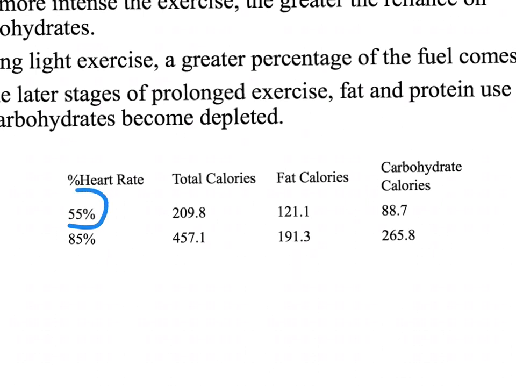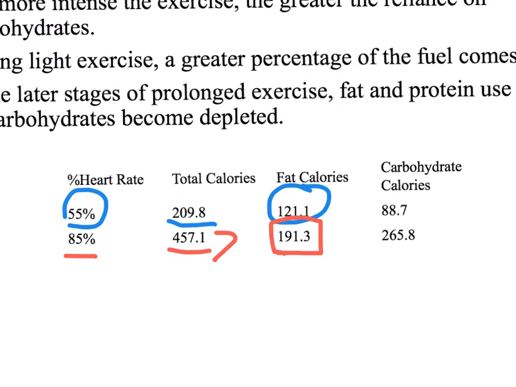So if you exercise at 55% of heart rate max and you expend 209 calories, if you take that percentage of 121, it's roughly around a little more than 50% of your total energy expenditure you can attribute to utilizing fat as a fuel source. But if you work out just a little bit harder, for the same period of time, you expend more calories, and even though the percentage of fat utilization at higher intensity is lower, because you've expended a greater amount of calories in total, that means your percentage, while smaller, still results in a higher expenditure of fat calories.